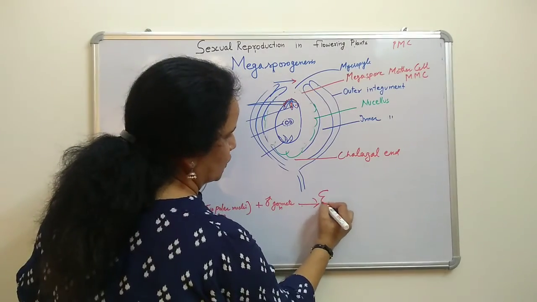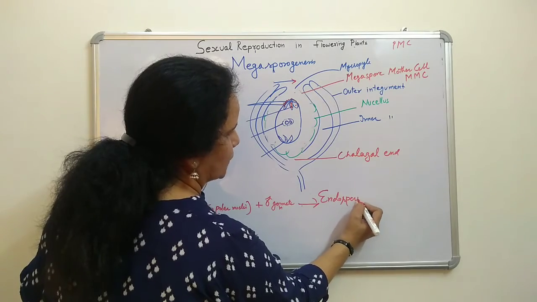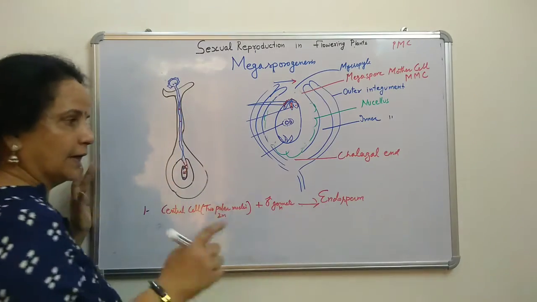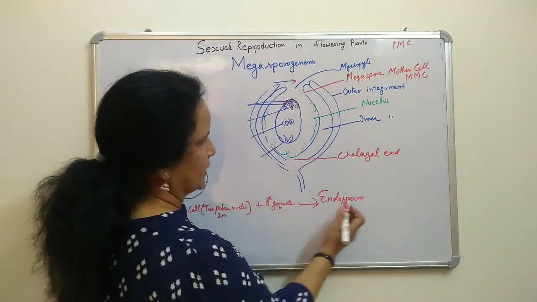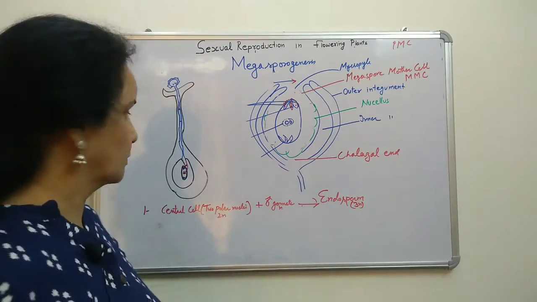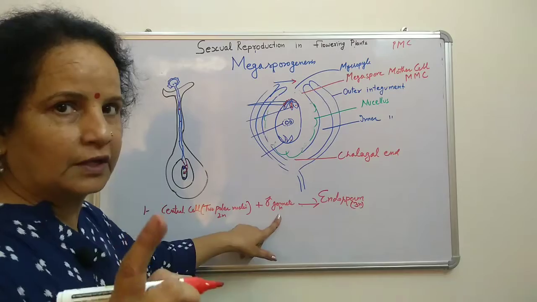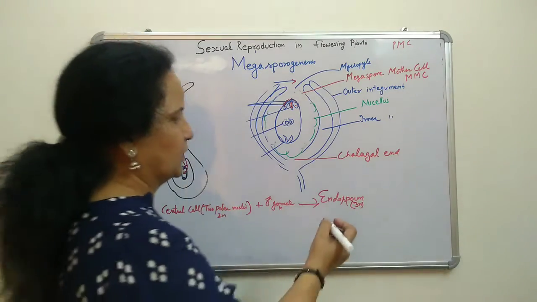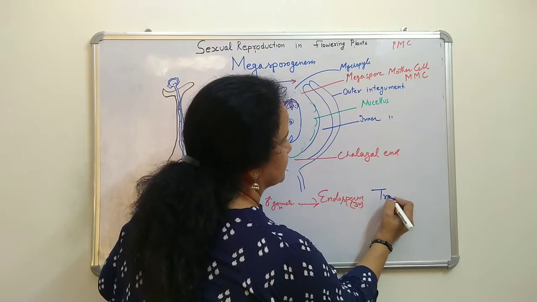It's called endosperm. What is it called? Endosperm. Now the endosperm will become triploid. Triploid means 2n plus n. It will become 3n. Right? Endosperm. And such type of fusion, two nuclei and one nucleus, three nuclei fusing together, is called triple fusion.